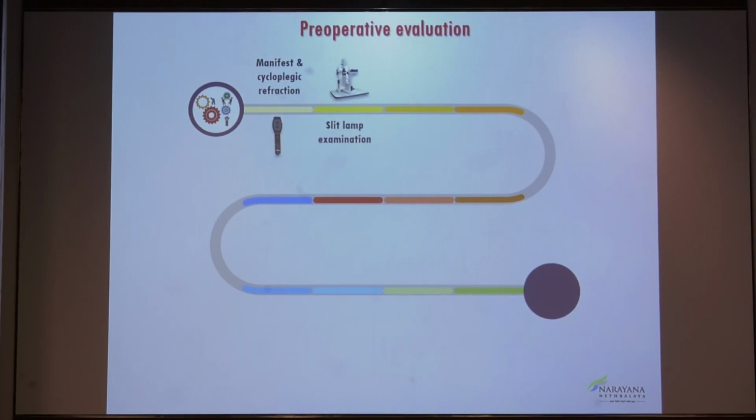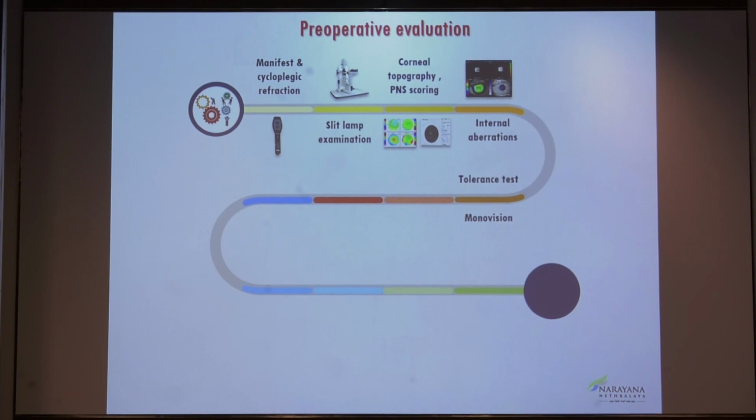Obviously, it starts with manifest and cycloplegic refraction, and slit lamp evaluation is mandated for every patient, followed by corneal topography with the PNS scoring. The internal aberrations are something that we document for each patient so as to decide the type of procedure which is to be performed. Tolerance test and Miles test to determine the dominant eye, especially for patients in the presbyopic age group. Dilated fundoscopy. The scotopic pupil size to determine the size of the optical zone.